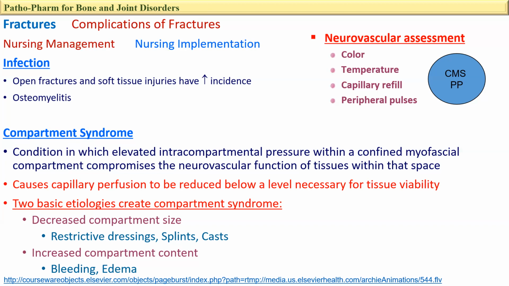Decreased compartment size is from the pressure of a splint, cast, or dressing. Sometimes you apply a dressing after wound treatment, and the dressing is too tight. That could also result in compartment syndrome due to decreased compartment size.